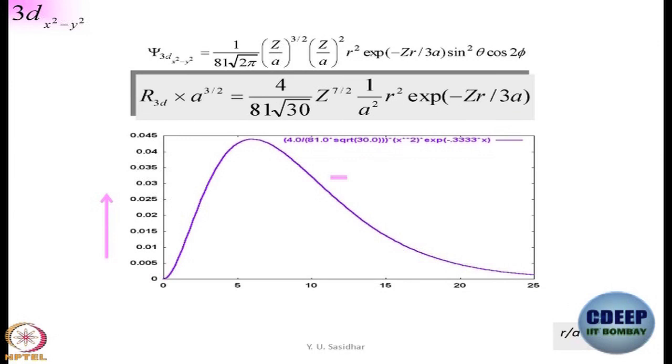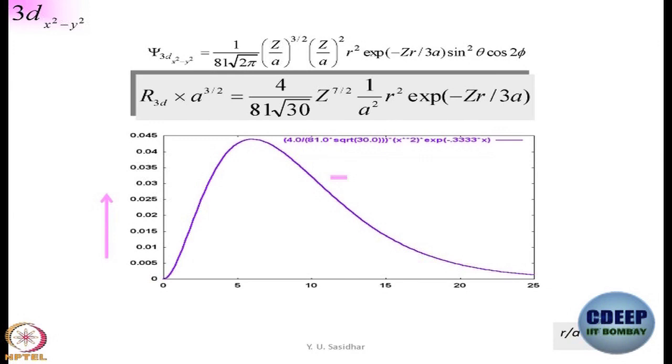So, why do we call it 3d x square minus y square? Because if you look at the wave function, what do you have? You have a constant, then you have r square, that is the capital R dependent part of the wave function, multiplied by e to the power minus Zr by 3a, that also is part of capital R dependent part of the wave function. The angular part is sin square theta cos 2 phi. Okay. This is your dx square minus y square orbital.